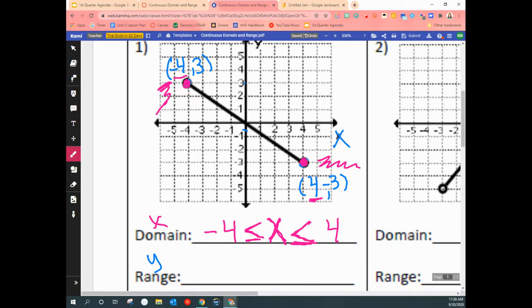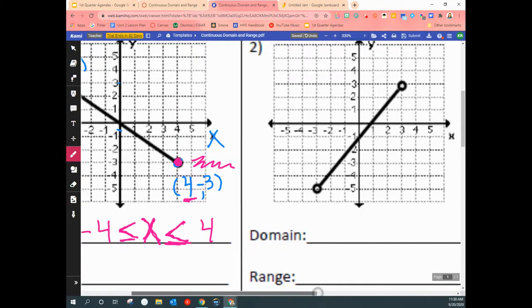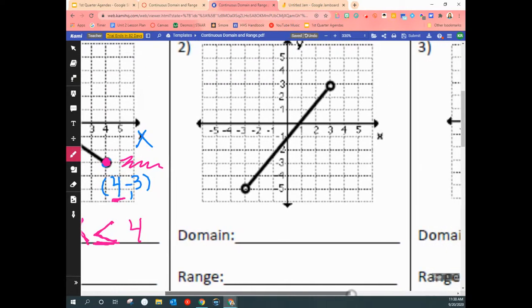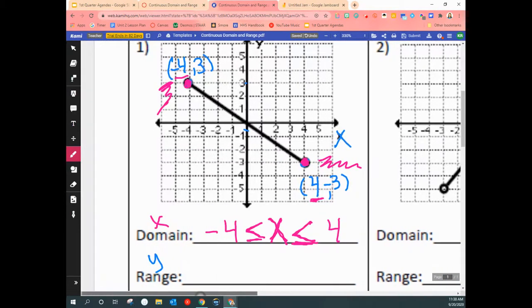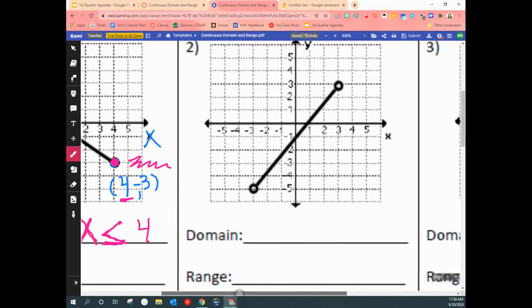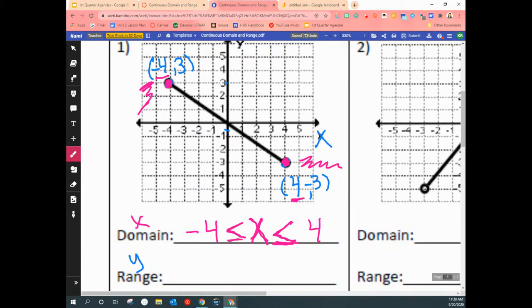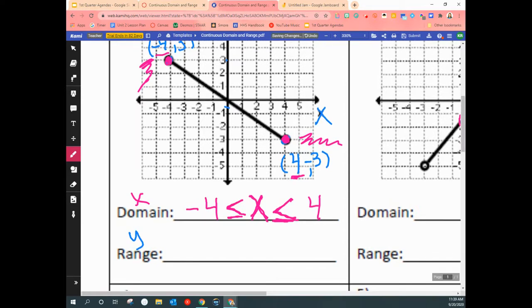Okay, let's look at another one. Let's see how we do this with another one. Here is 2. I'm going to slide over. So again, oh wait, I didn't do my range. Let me come back and do the range first. Yeah, let's do that. I'm not going to do all the domains and all the ranges. I'm going to do domain and I'm going to do range for each one. So let me scoot down just a tad. So let me come back over here. So here is my range.